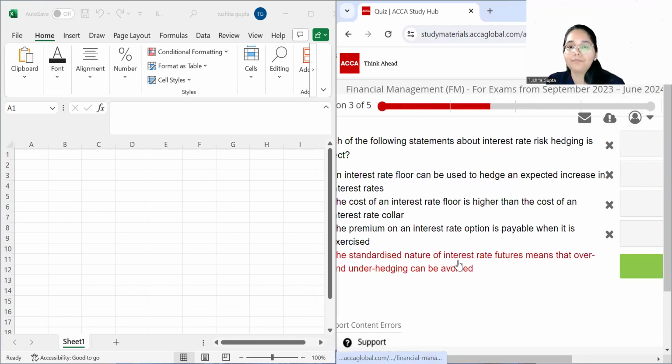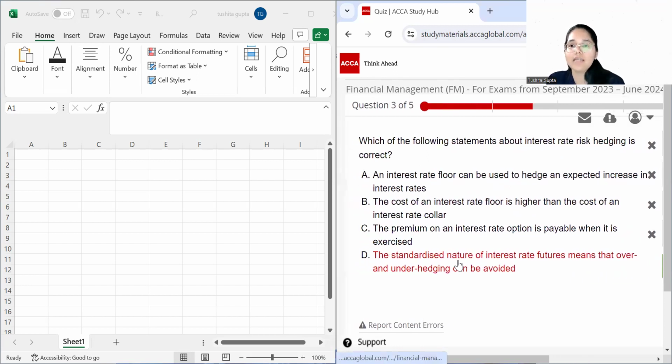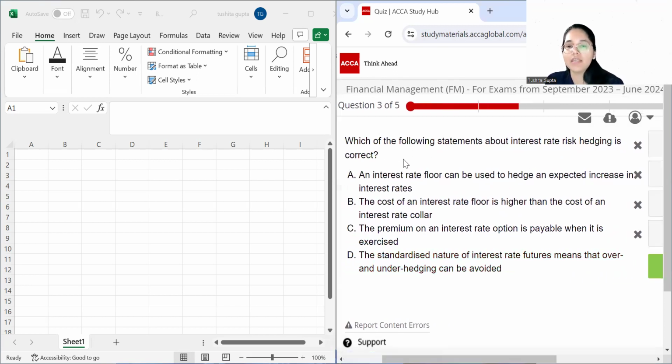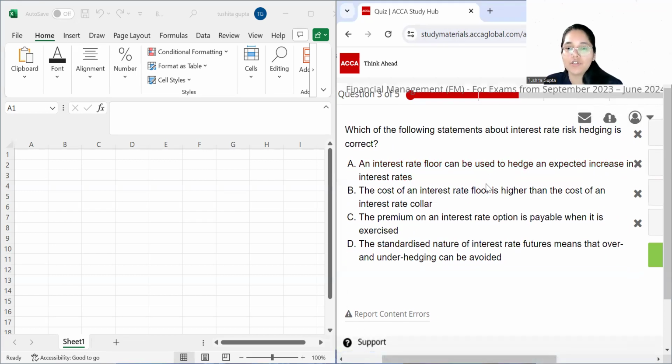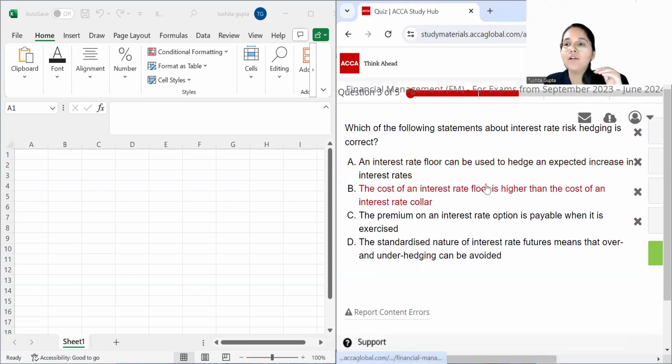Moving ahead, which of the following statements about interest rate risk hedging is correct? All right, so let us go with the statements. An interest rate floor can be used to hedge an expected increase in the interest rates. That's not true. That is to hedge an expected decrease in the interest rate, because the floor sets a lower limit, so it cannot go lower than that. So that is why this is not correct. The cost of an interest rate floor is higher than the cost of a collar. This is absolutely correct.